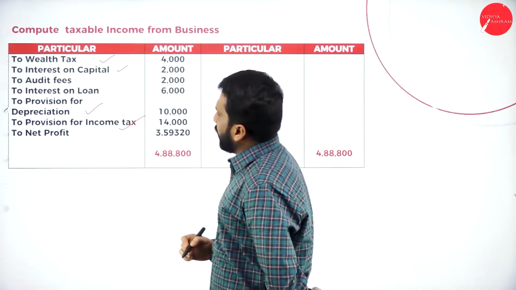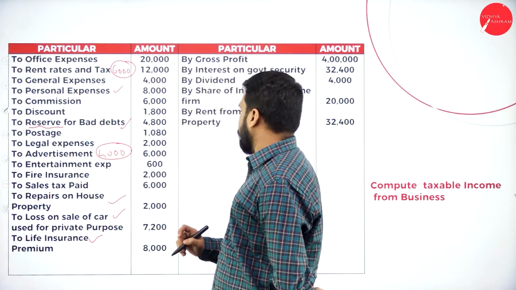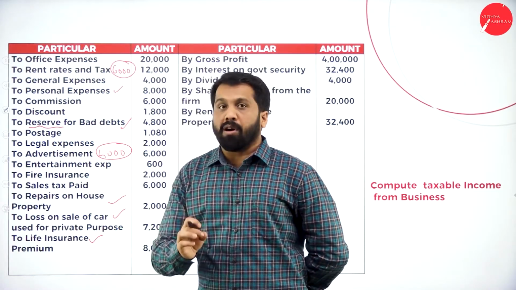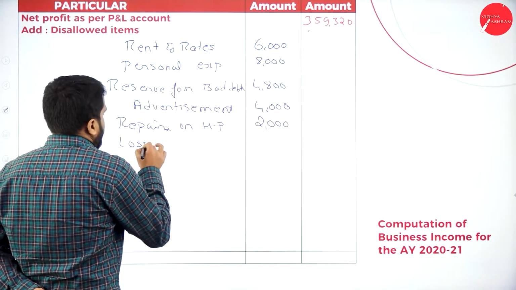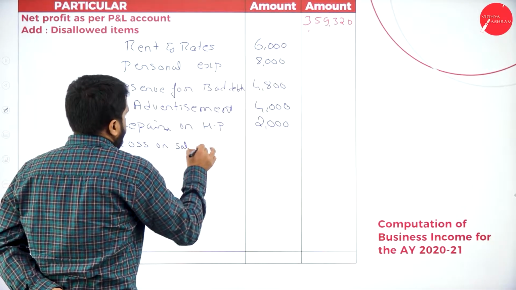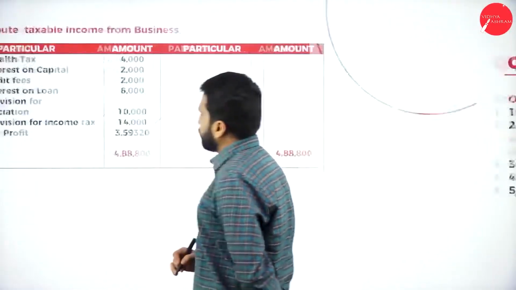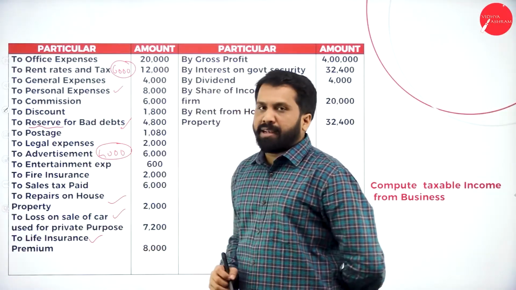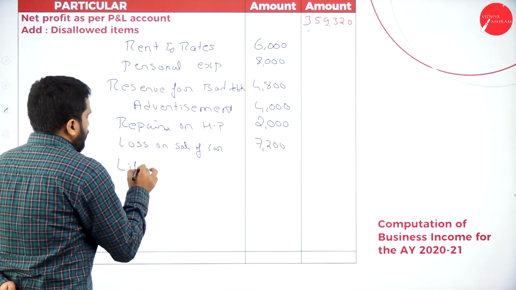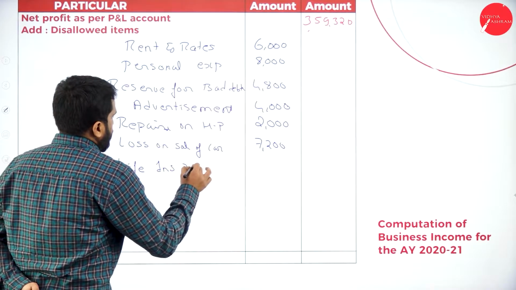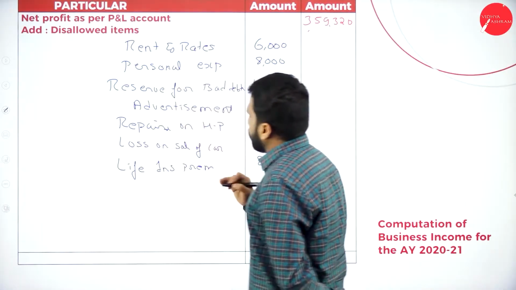Now, after repair on house property, we have loss on sale of car. How much is it? 7,200. Loss on sale of car, 7,200. Now, after this, life insurance premium, it is 8,000. Hope you are clear. Up to this we have done.